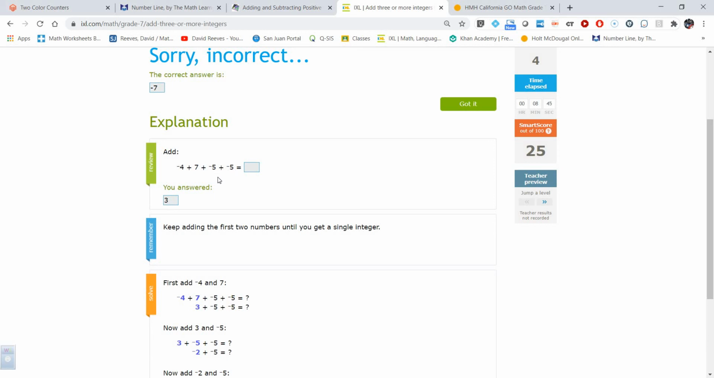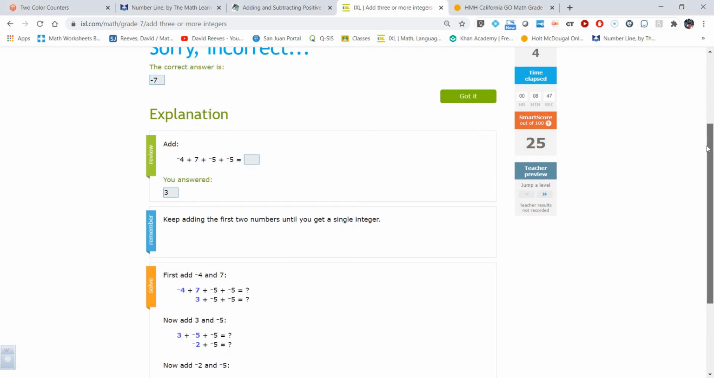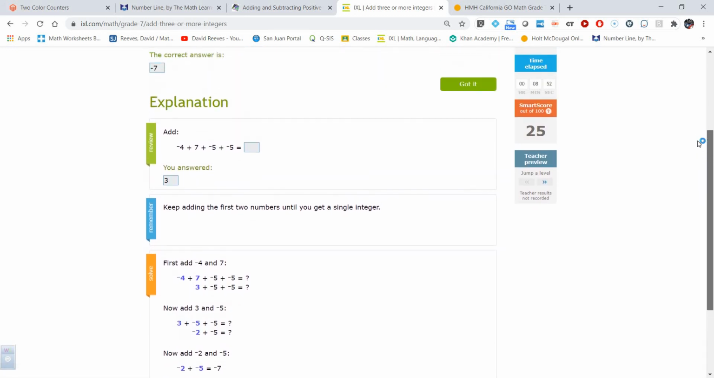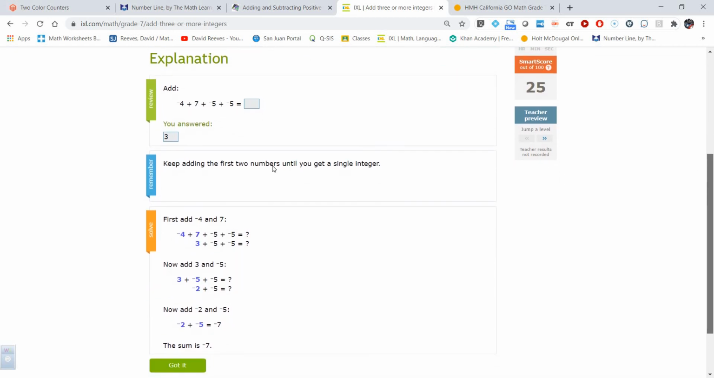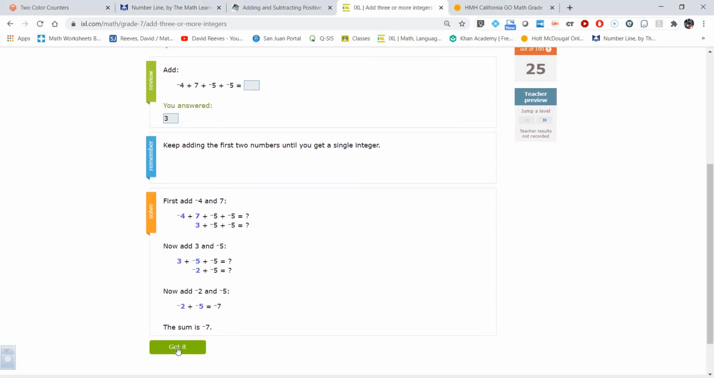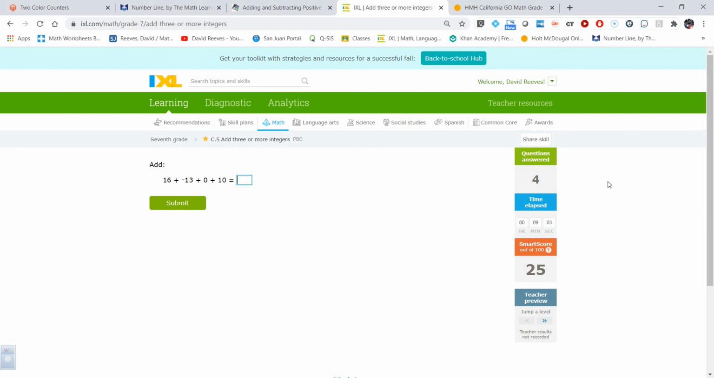Well, there you go, guys. I'm so glad this happened because now you could see what happens when you make a mistake in IXL. It shows you what your answer was, and then it shows you how to get it correct. So that was just a careless mistake, and then you say, got it, and you go on to the next problem. Let's do one more. Actually, I want to see if I can get it more difficult if I skip to the next level here. Is there a next level? I don't think there is a next level on this. I won't go any further.